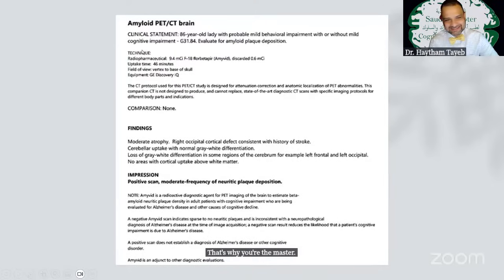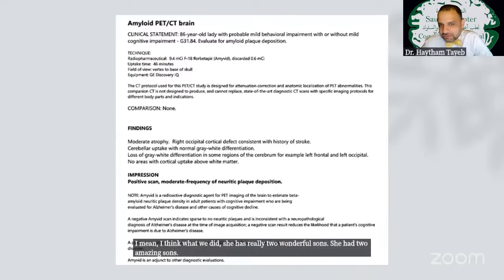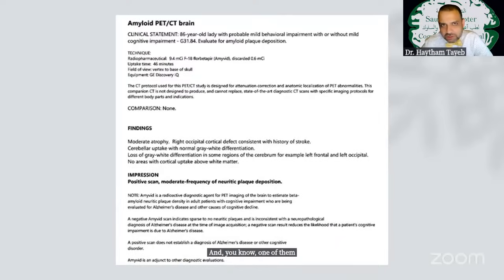I think what we did, she has really two wonderful sons, a social worker and another, both very intelligent, and they're able to ask specific questions about the clinical trials and what it means and so on and so forth. And right until now, I'm able to tell them that I don't really know, and that if I don't know, we shouldn't really gamble.